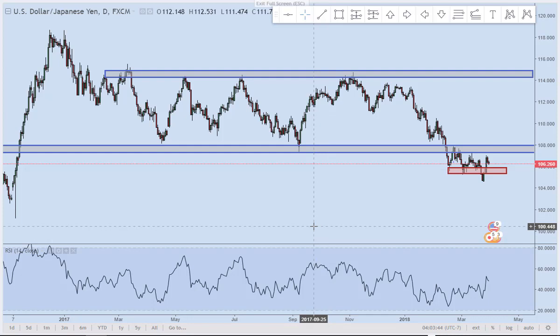The first thing we want to do whenever we get on the screen is to identify the overall direction of the market. That is our first step here at FX Link. So as you take a look at the chart, what do you see? Are we going up, down, or sideways?